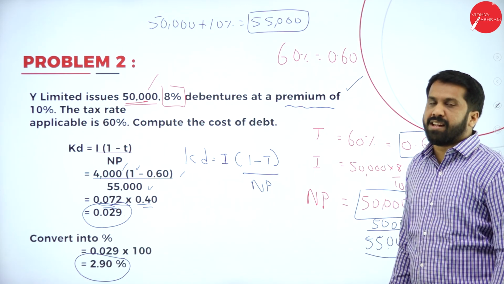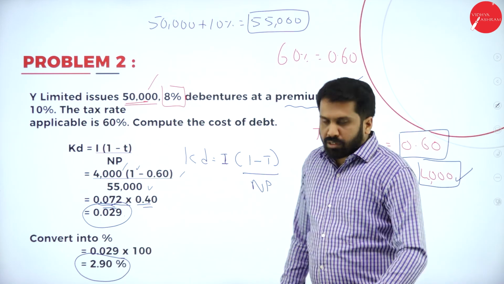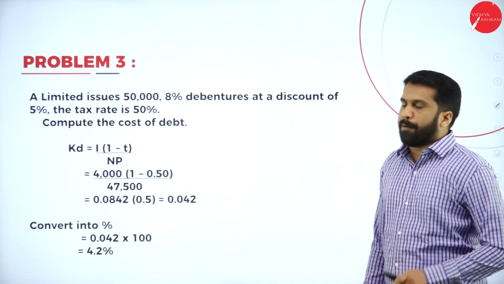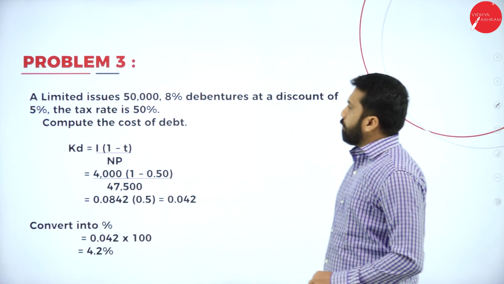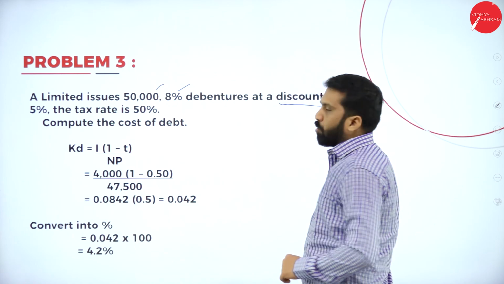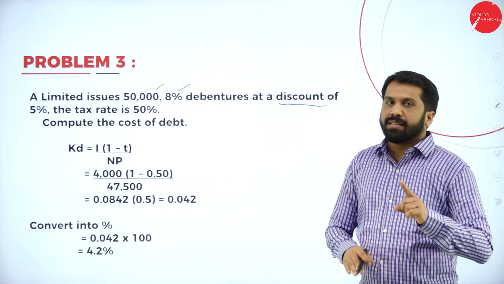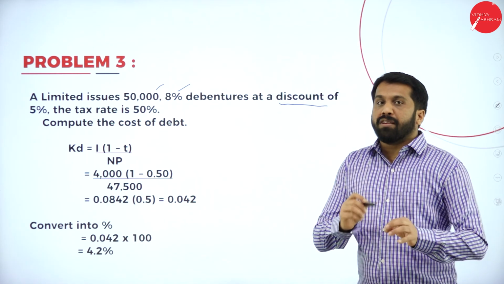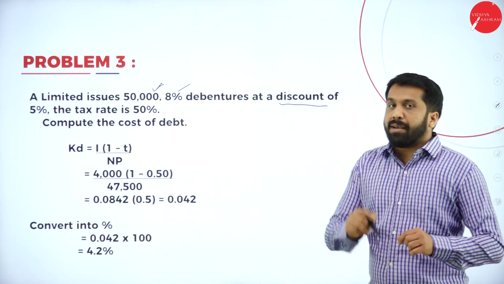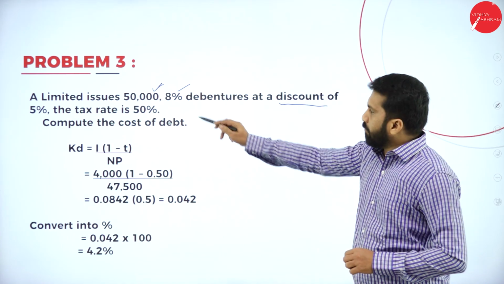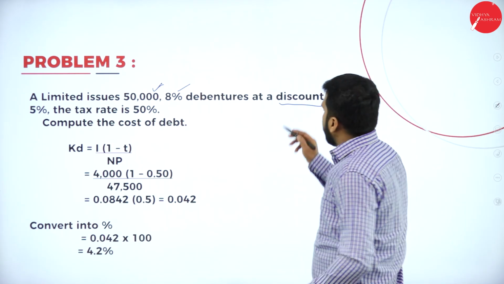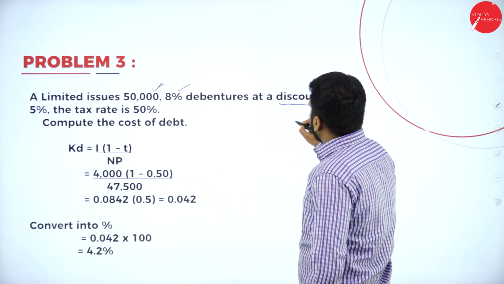I'll go out of the screen so that you can take a screenshot. So we'll go for the last problem for the day, problem number 3. A Limited issued 50,000 8% debentures at a discount. Discount means what? Minus. But at the time of interest calculation, you should consider 50,000. At the time of net proceeds, 50,000 minus discount. Clear? Yes, good.